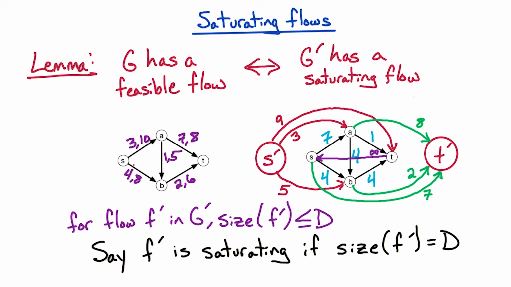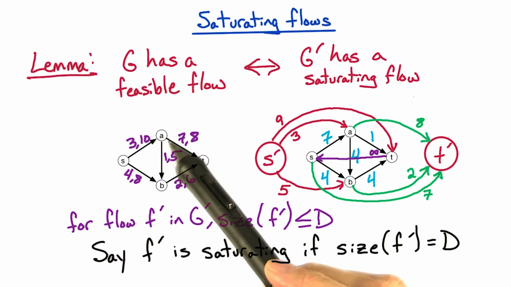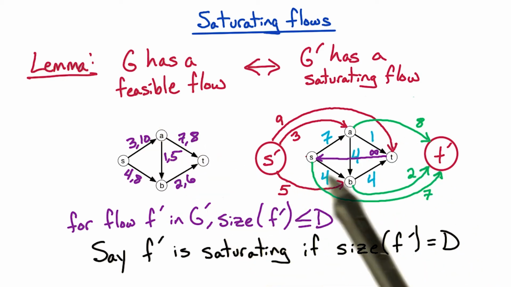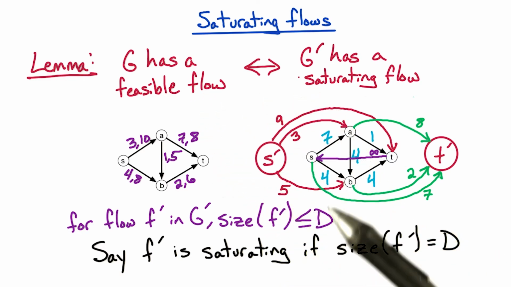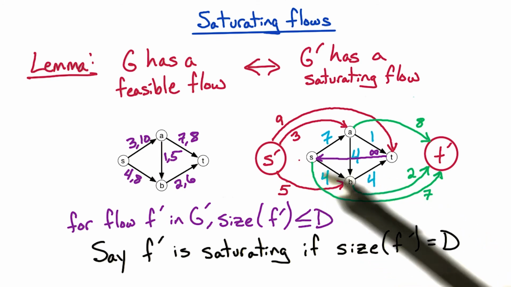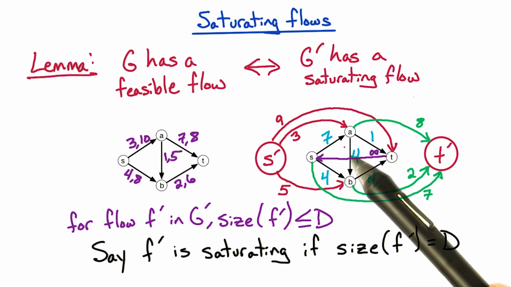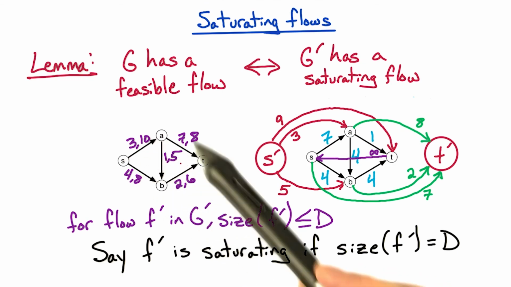So what we've done so far is transform the input to the feasible flow problem into an input to the max flow problem. And now, by proving this lemma, we're going to show how to transform the solution to the saturating flow problem, or to the max flow problem on this graph G prime, into a solution to the feasible flow problem.